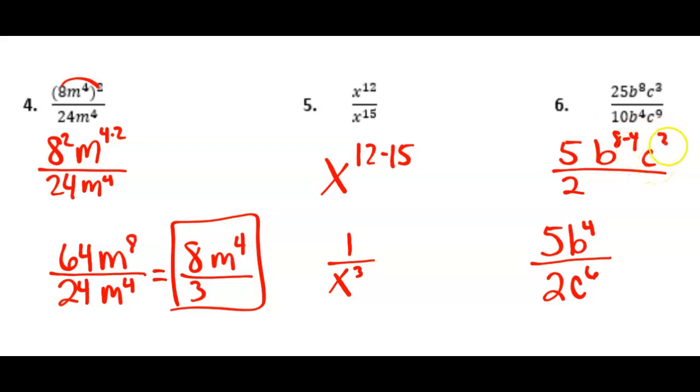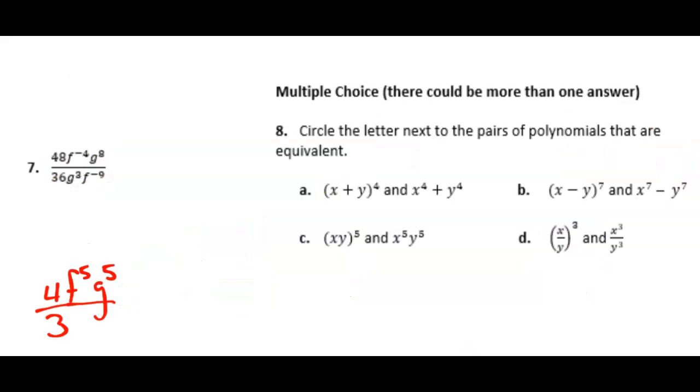C would be 3 minus 9. That's why it ends up on the bottom, because it would be c to the 6, negative 6. Okay? At number 7, I can take a 12 out of there.